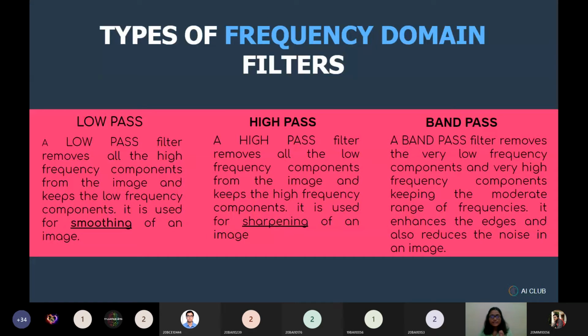And band pass, since it's not biased towards low pass or high pass because it consists of the range of all moderate frequencies, is going to do both the things. So this is about our frequency domain filters. Okay, next slide.